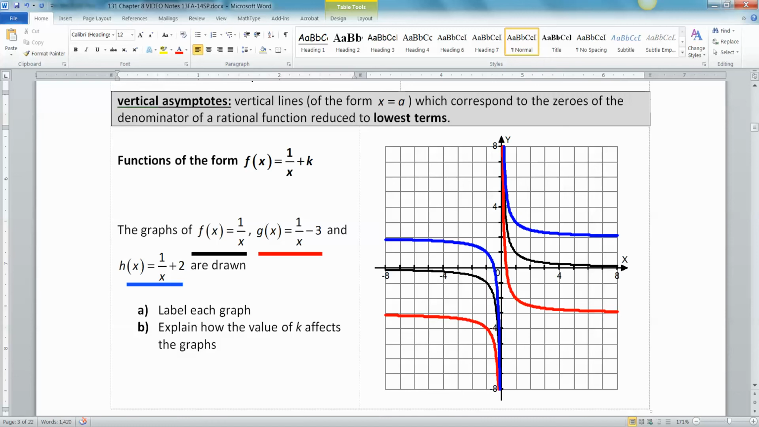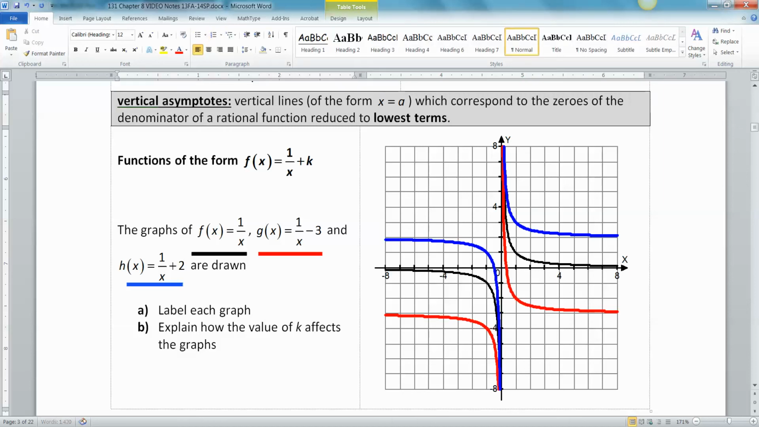And then I have 1 over x take away 3, and that shifts the graph down. So look what happens. From being the black graph here, it's gone down 1, 2, 3 spots. Interesting. And then over here, the blue one has been shifted up 1, 2 spots. You can kind of see it over here at the 8 most easily. So see how the 8 is almost 0, and there it's almost just a little bit above 2, whereas the red one's a little bit above negative 3.